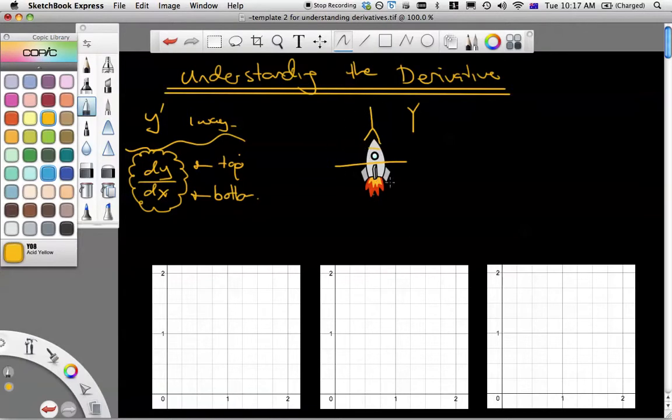And the back end of the spaceship, if we were to do a cross section of that, would probably look something like this. We're looking from this end on, and the flames are coming out here, right? And that looks to me quite a bit like an X. So the front of the spaceship relates to the Y, the dy, and the back of the spaceship relates to the dx. Okay, bear with me on this one. So let's consider how we can think about the derivative in this way.